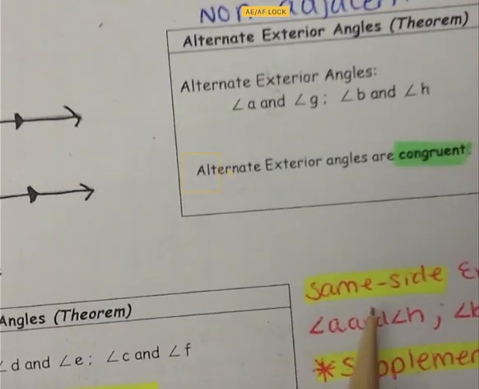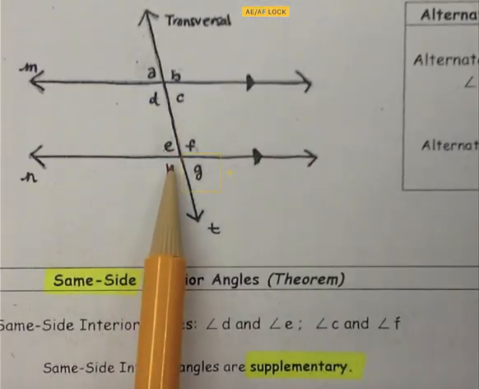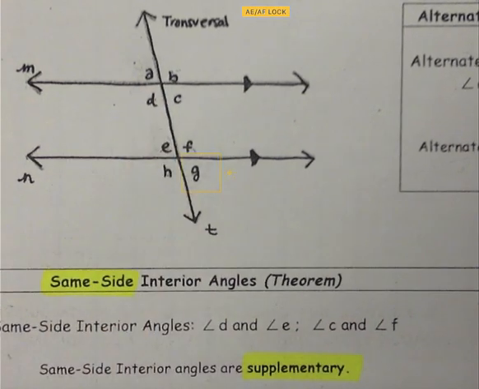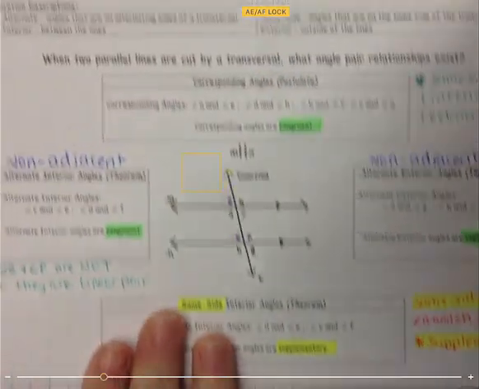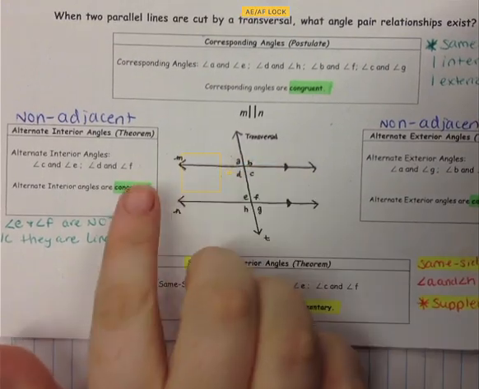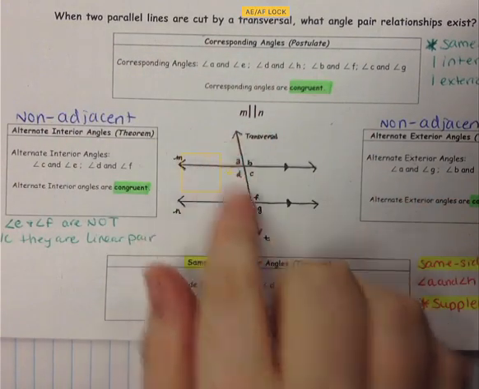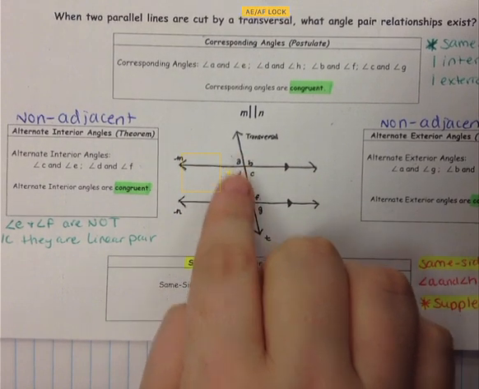But same side exterior and same side interior, those are going to be supplementary to each other, because these two angles have to add up to be a line. So those are the relationships for when you have a transversal cutting two parallel lines. That's the numerical relationships. And these happen when your angles are touching two different lines.